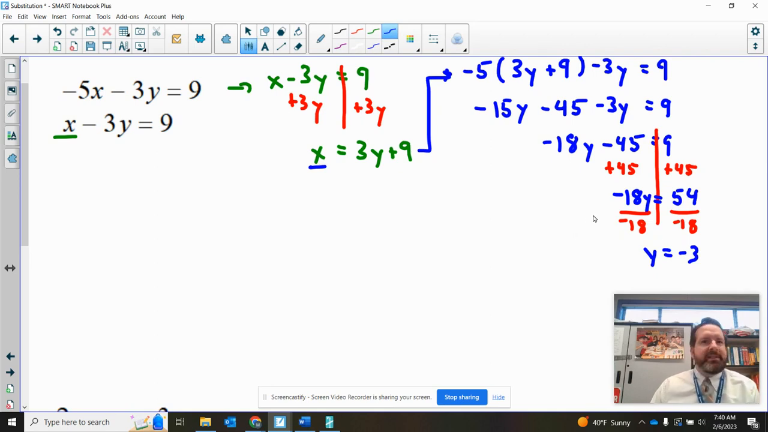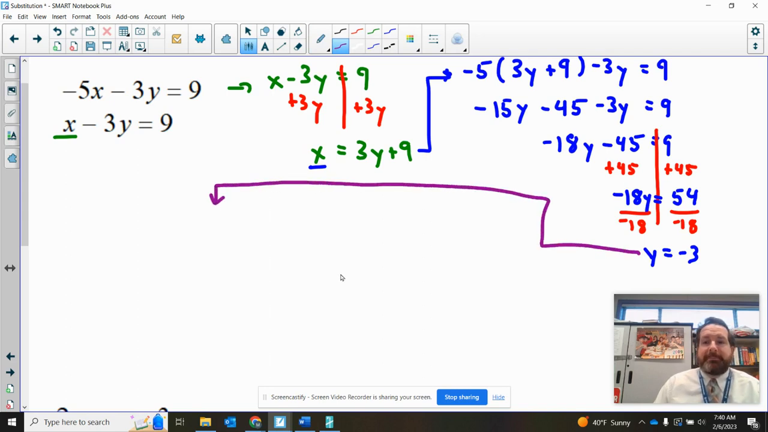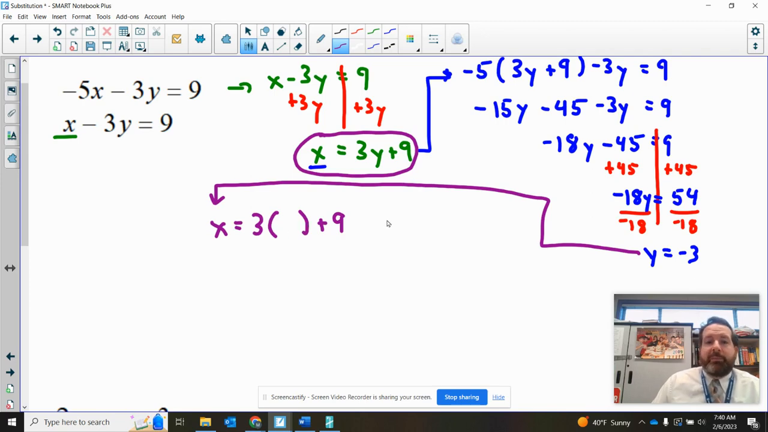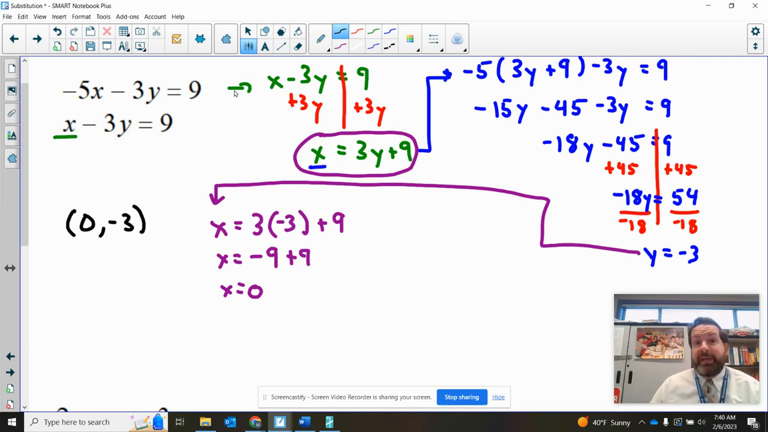All right, we're in excellent position. We're half done. Now I'm out of space, so I'm going to draw my arrow back over here to finish up. Now that I know what y is, I recommend going back to this equation where the x is already by itself. And where you see the letter y, replace it with the number we think y is. Now simplify. 3 times negative 3 is negative 9. Negative 9 plus 9 is 0. So I think my solution to the system is x equals 0 and y equals negative 3.